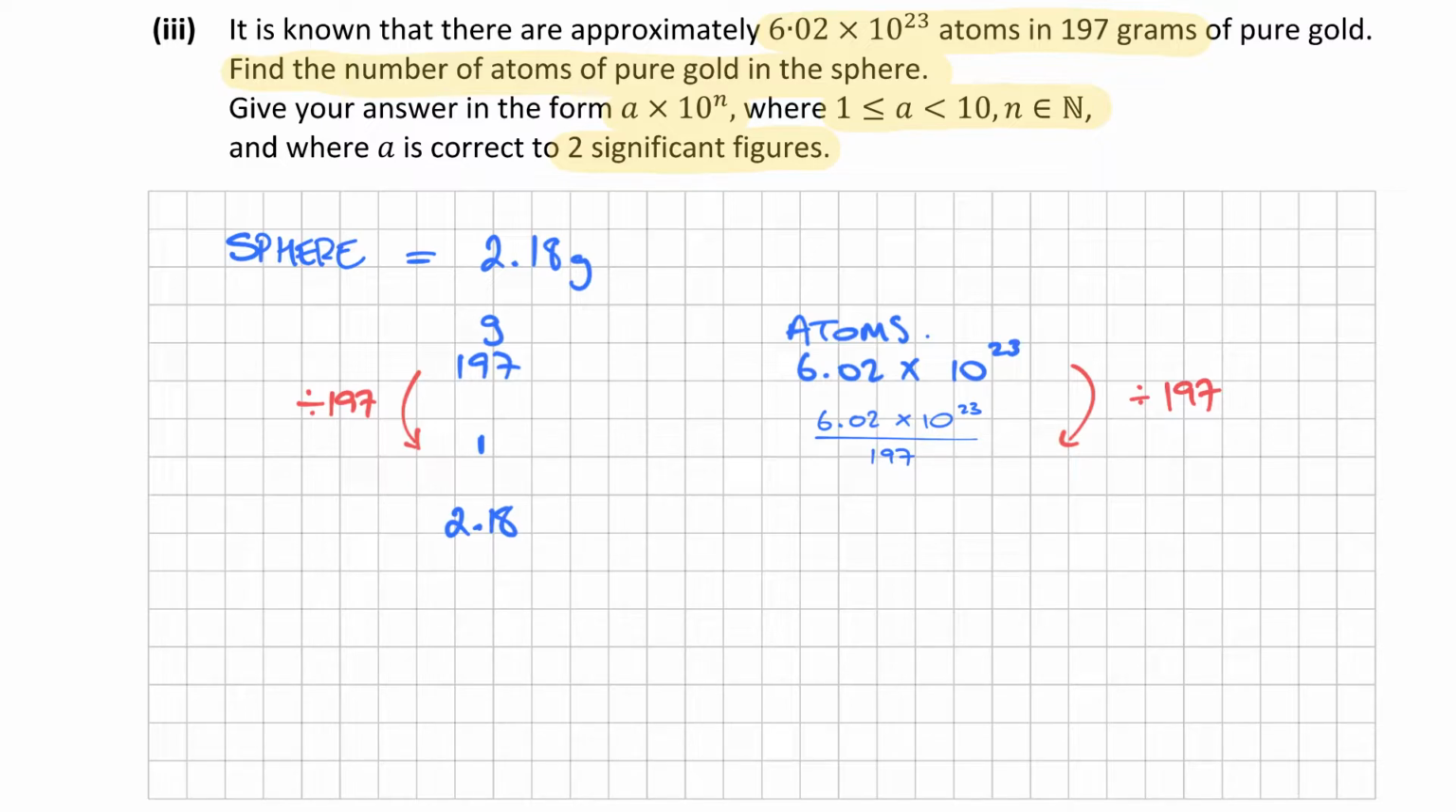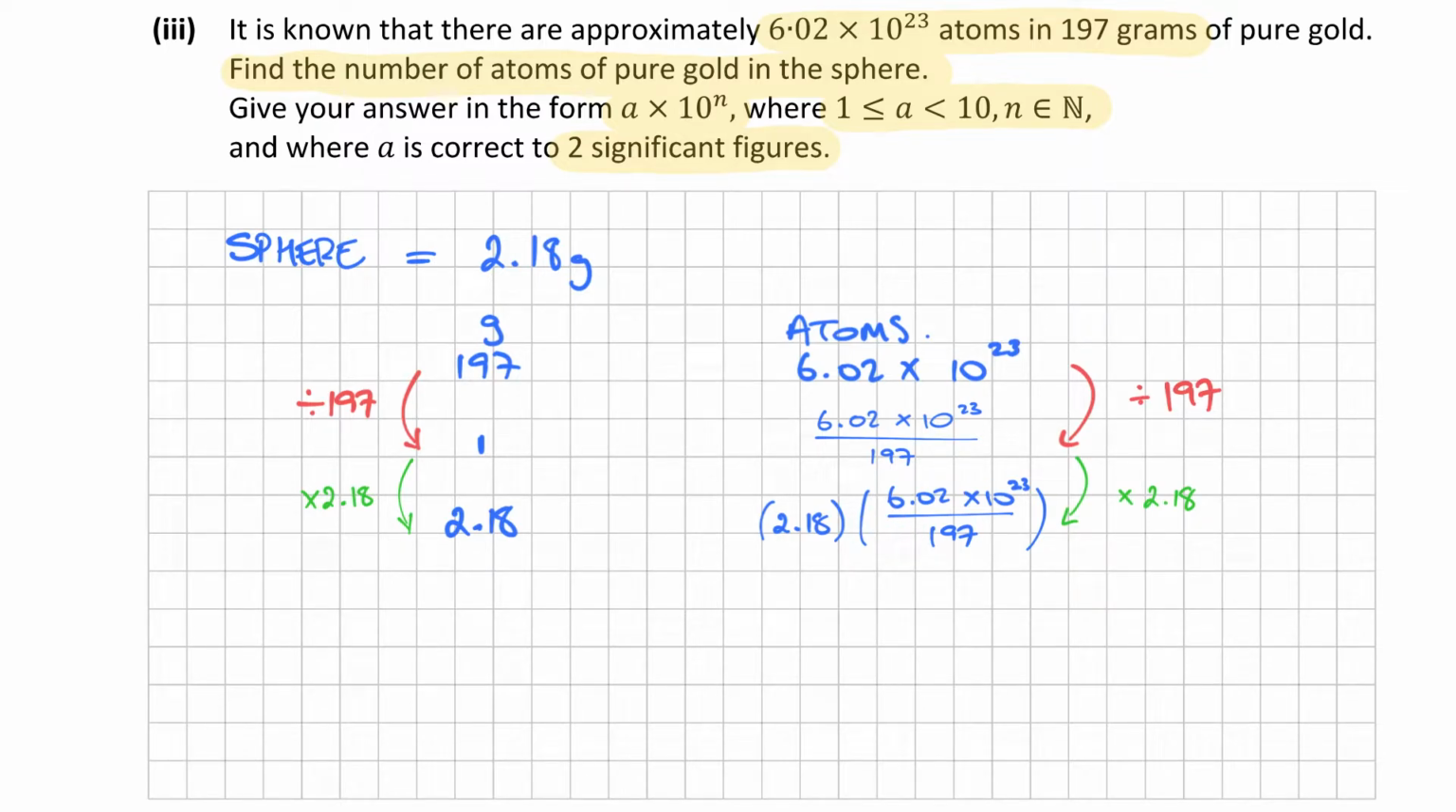Okay, the next step is how do we convert from 1 to 2.18? It's very simple, we just multiply by 2.18. Because we did it on the left hand side, we have to do it on the right hand side. Now all we need to do is take this and multiply it by 2.18. So 2.18 multiplied by 6.02 multiplied by 10 to the 23, all over 197. And that looks complicated, but it's not. All we need to do, as I say, is type it into the calculator.